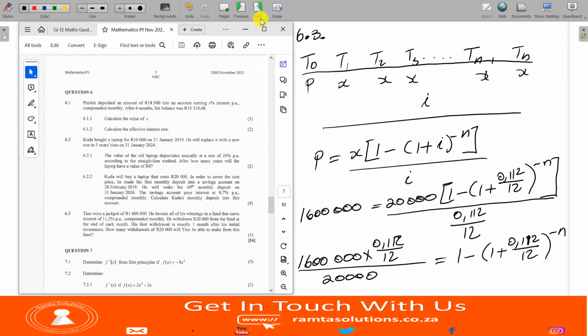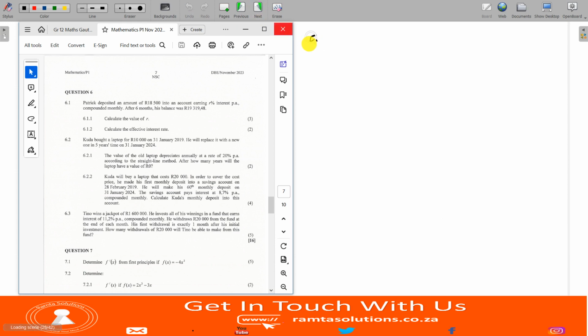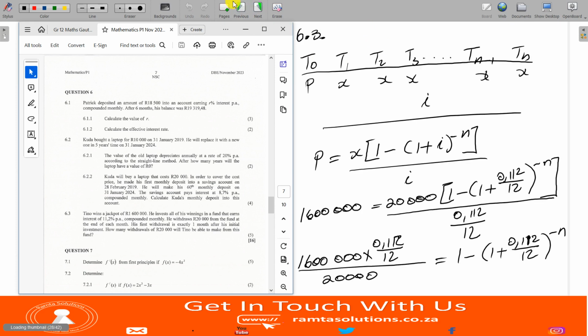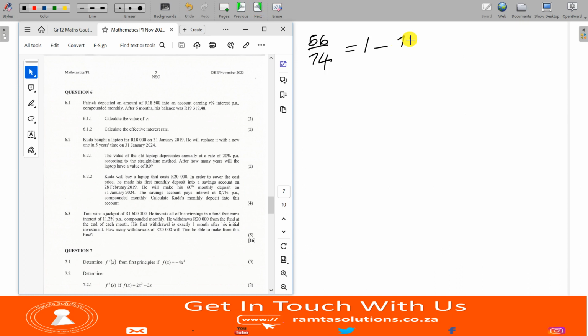Okay, you guys got it. You got 56 over 75, right? Oh, yeah. So this is it. 56 over 75 is equal to 1 minus, let me go back, 1 plus 0.112 over 12. It simplifies to, I'm not going to round it off, I'm just going to write it as it is, 757 over 750, to the power negative n.